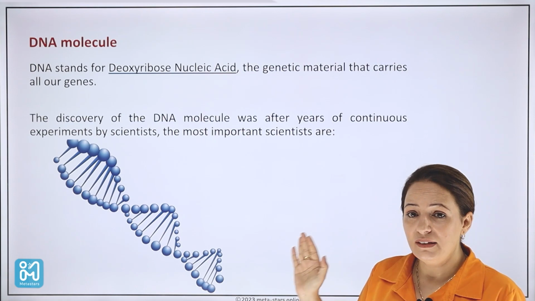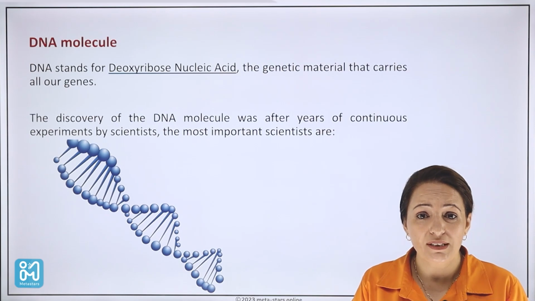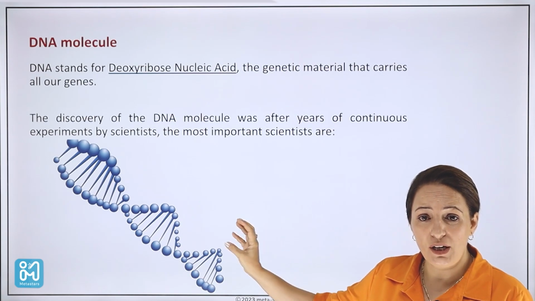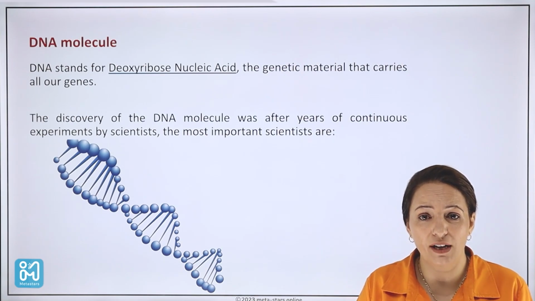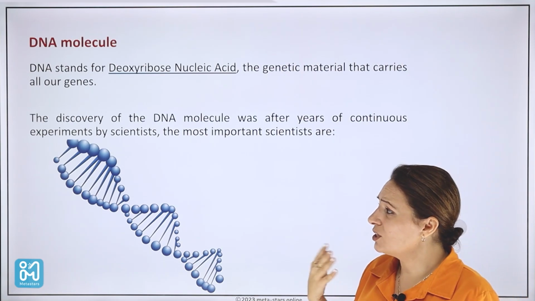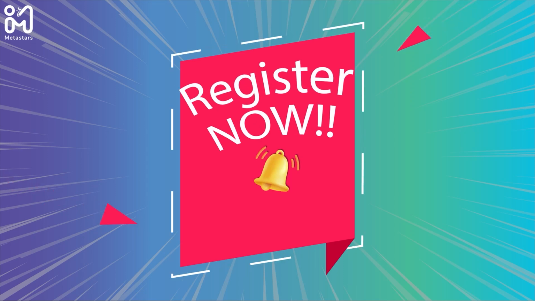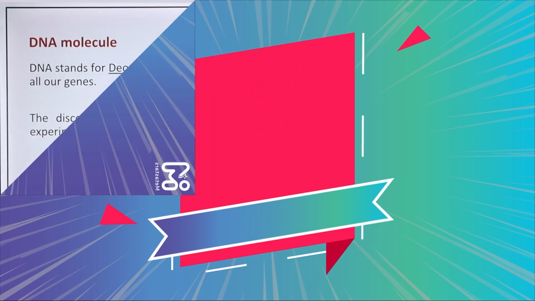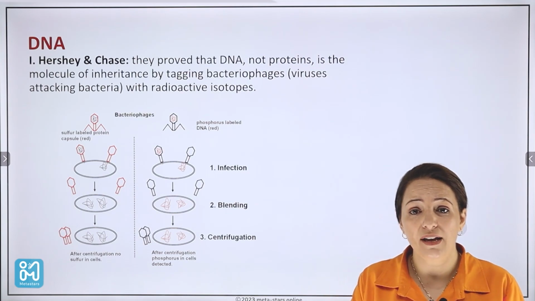So DNA is deoxyribonucleic acid, and the shape of the DNA is, as we all know, the double helix shape. Now, how did they find that the DNA shape is this way? How did they find that the structure contains several types of atoms to make that shape? This was achieved by many scientists who worked hard to reach that result. So we will start with the first two scientists, Hershey and Chase.